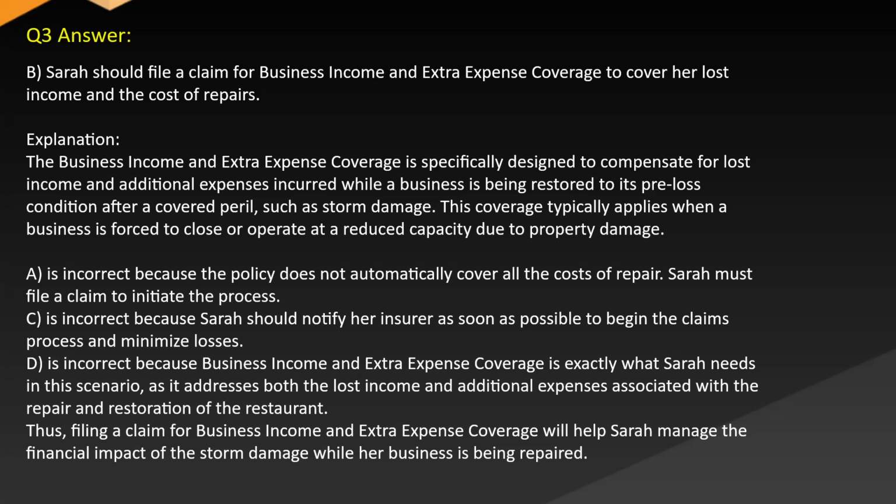C is incorrect because Sarah should notify her insurer as soon as possible to begin the claims process and minimize losses. D is incorrect because business income and extra expense coverage is exactly what Sarah needs in this scenario, as it addresses both the lost income and additional expenses associated with the repair and restoration of the restaurant. Thus, filing a claim for business income and extra expense coverage will help Sarah manage the financial impact of the storm damage while her business is being repaired.